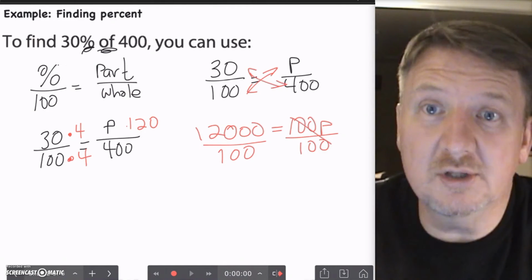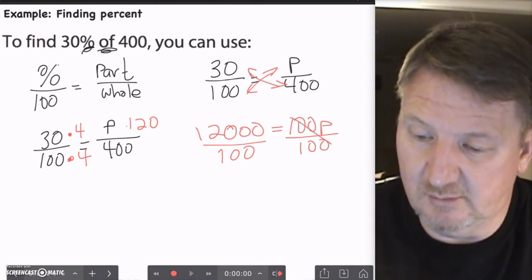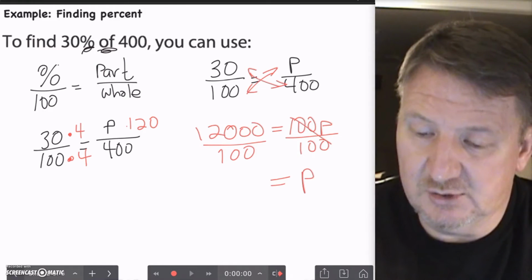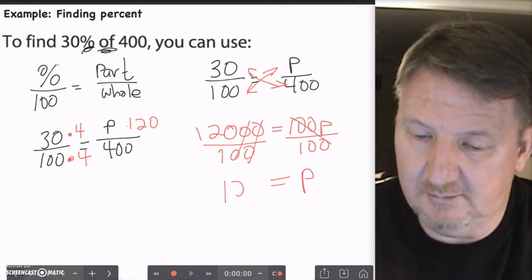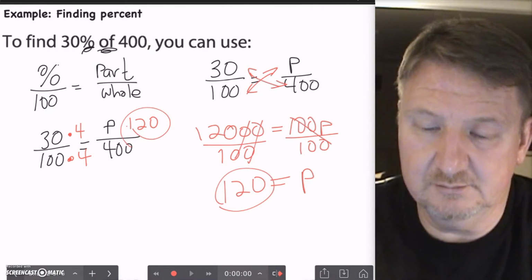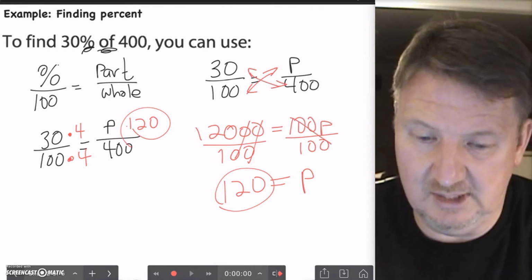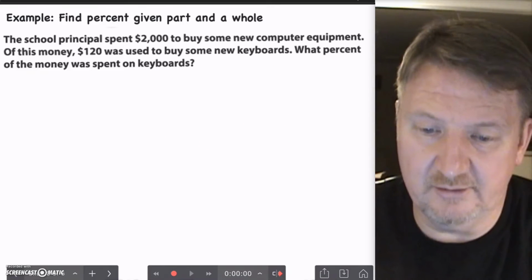1 times P, regardless of what P is, it's always going to be the same number, so it's just P. So our part is equal to, and I'm going to go ahead and cancel these out, 120. All right, same answer. Same answer. Easy, easy, easy. All right, let's look at another example.